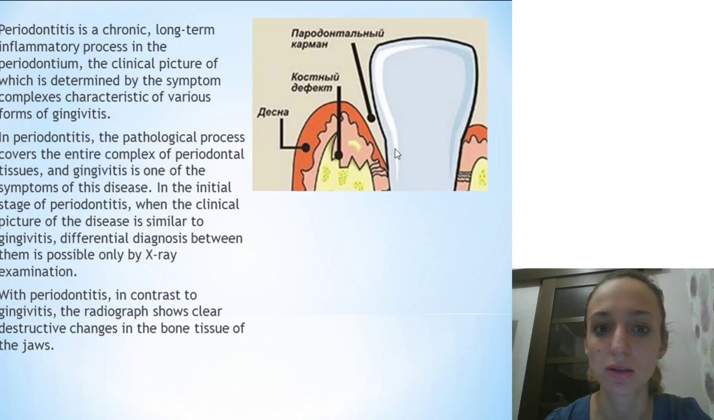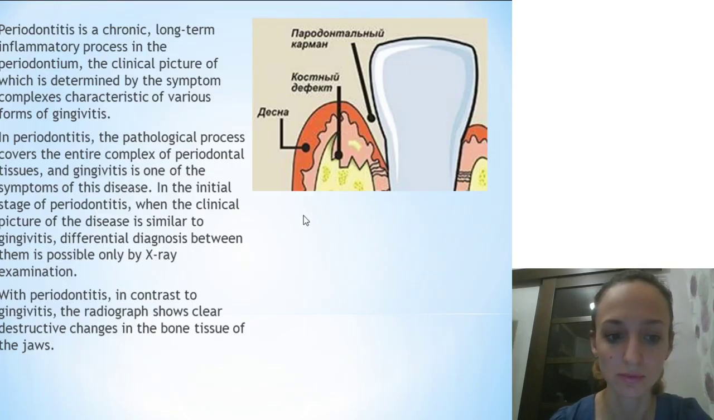Periodontitis is a chronic and long-term inflammatory process in the periodontium, the clinical picture of which is determined by the symptom complexes characteristic of various forms of gingivitis. It is a periodontal pocket and a defect of bone and gums. With periodontitis, in contrast to gingivitis, the radiograph shows clear destructive changes in the bone tissue of the jaws.